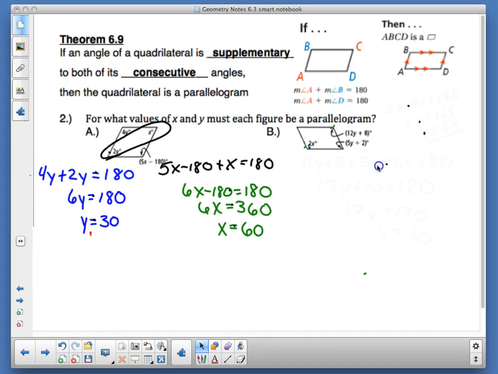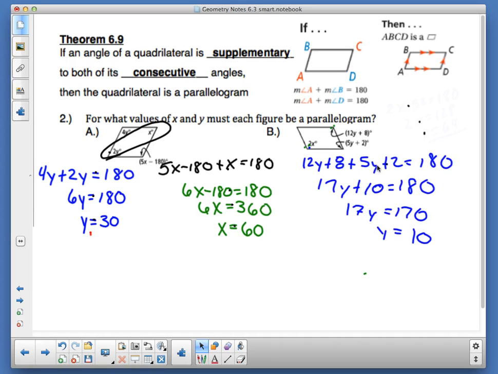Okay, so getting after it, I've got 12y plus 8 plus 5y plus 2 is 180. That's 17y plus 10. Subtract 10, and 17y is 170, so y is 10, because 17 going into 170 is 10 times. That goes pretty quick. But now I know that y is 10.